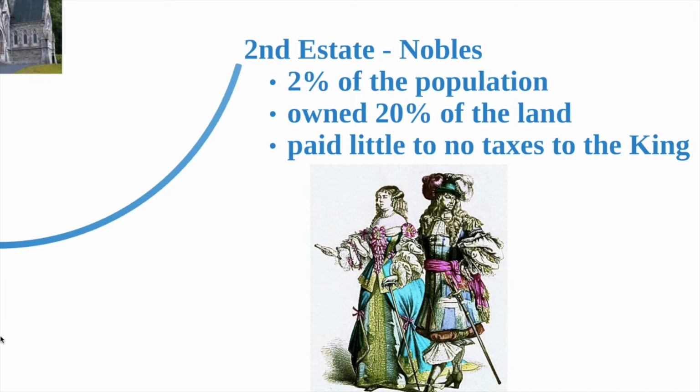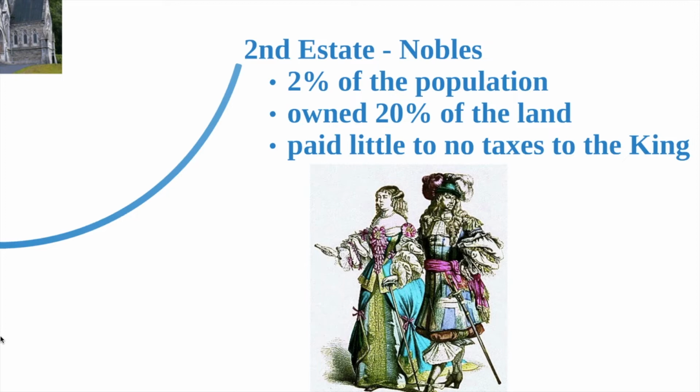Now, the nobles make up about 2% of the population, and they own about 20% of the land, which, again, is an extremely high number for such a small percentage of people. And working on the land are the peasants, okay? So the peasants work the land for the nobles. If you look at the drawing of the people here as my example of the nobility, they are not doing any manual labor. They are just collecting money.